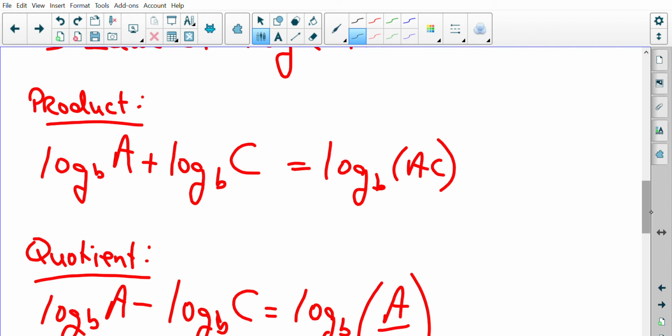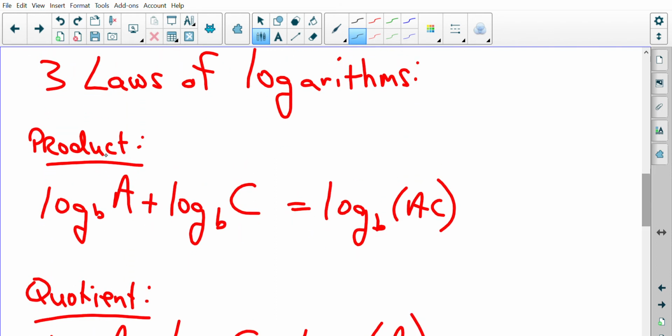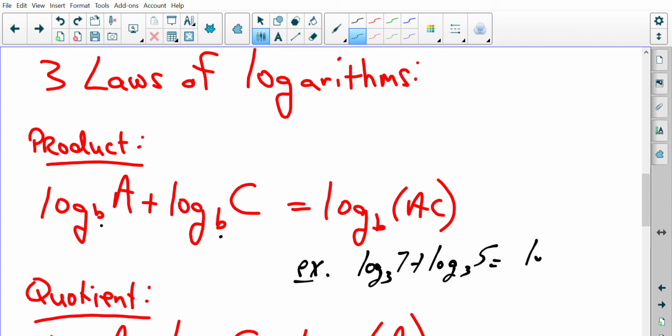laws of logarithms. There is what's called the product law, which is when you have two logs, same base, added together. You can write it as a single log of that same base as a product. So for example, I had the log of 7 to base 3 plus the log of 5 to base 3. That would be the same thing as finding the log of 35 to base 3. Right? Sum, same base. You can write it as a single product of those.